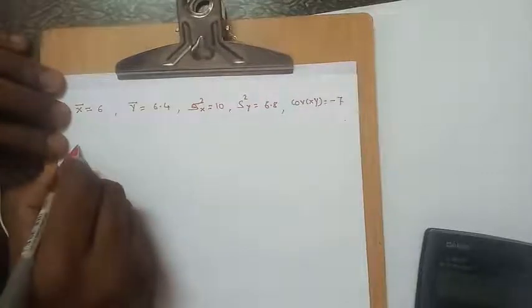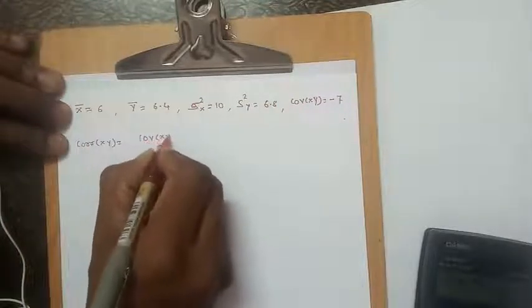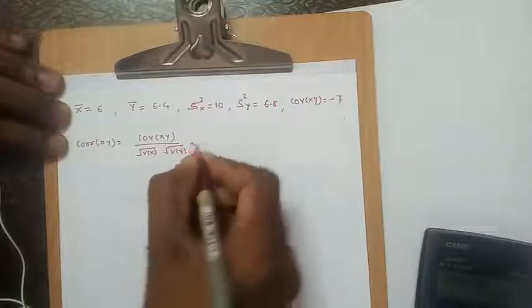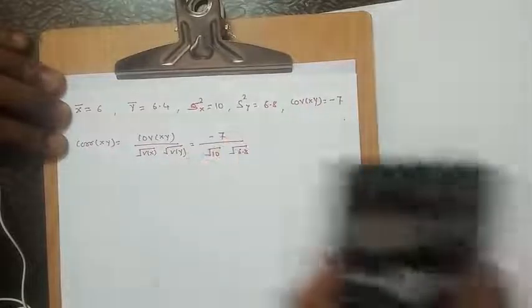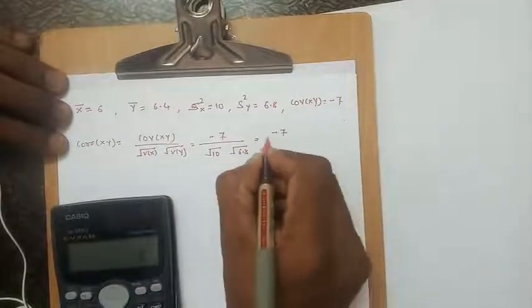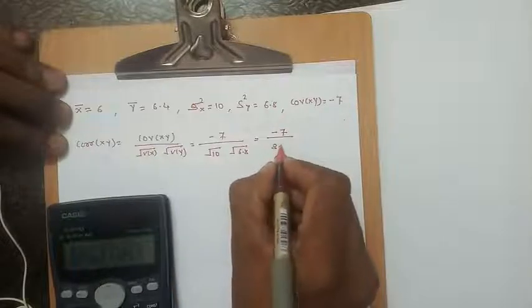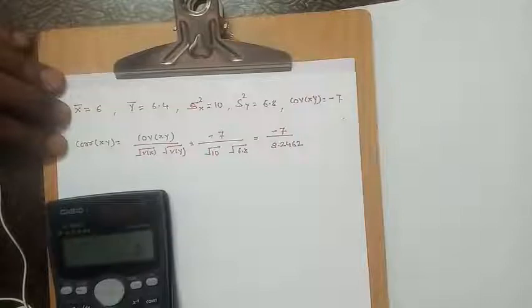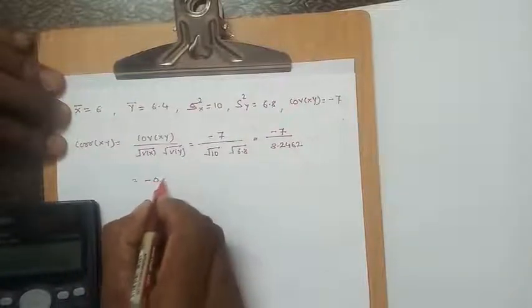Now the correlation between x and y we can write as covariance of xy whole divided by square root of variance of x, square root of variance of y, which is equal to minus 7 whole divided by square root of 10 into square root of 6.8, which is equal to minus 7 divided by 8.2462, which is equal to 0.8488. So correlation is minus 0.8488.